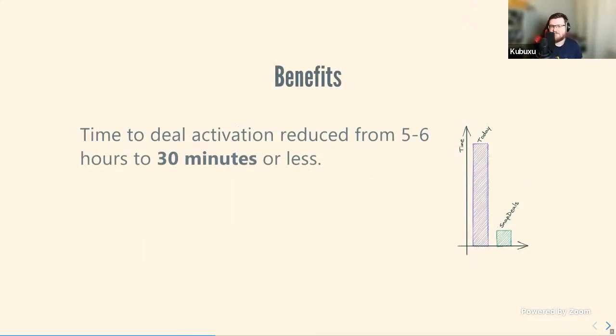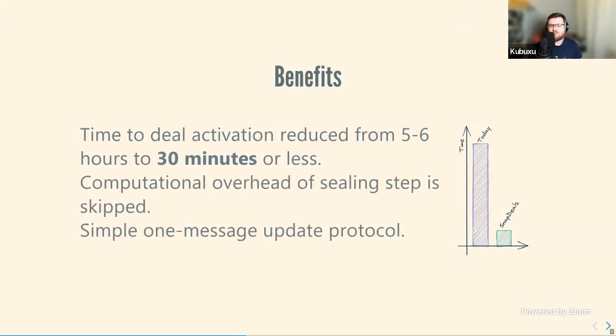What are the primary benefits of SnapDeals? The deal activation time is reduced from about 5 to 6 hours to 30 minutes or less, which is incredible. It allows for an incredible number of new use cases. The computational overhead of the sealing step is completely skipped for client's data in these cases, which means that if someone has CC sectors handy, they can embed the client's data into those sectors without the cost of pre-commit. And also, in contrast with onboarding sectors, SnapDeals is a one message protocol, so there's no pre-commit and then commit message.